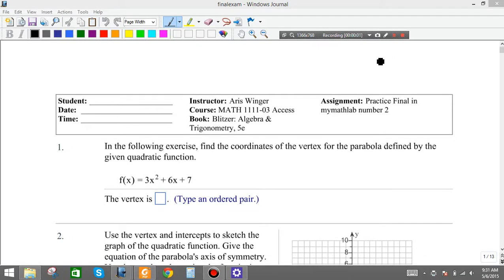All right, we're working on the final exam. Here is a review. Number one, we're trying to find the vertex.